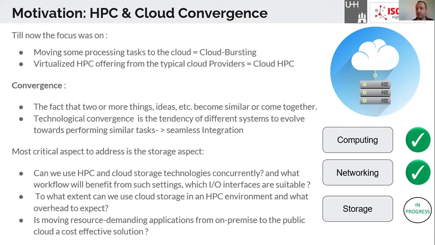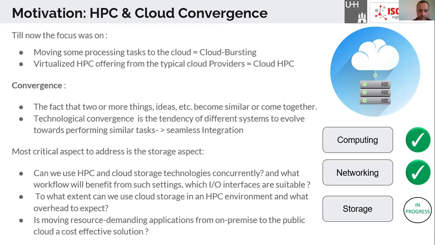And since we know every supercomputer cluster consists of three main pillars, the computing, networking, and storage parts, we saw in recent years that the compute and network technology used in both HPC and cloud are to a large extent similar. However, we still see divergence at the storage level. This is why I address the convergence at the storage level of HPC and cloud.